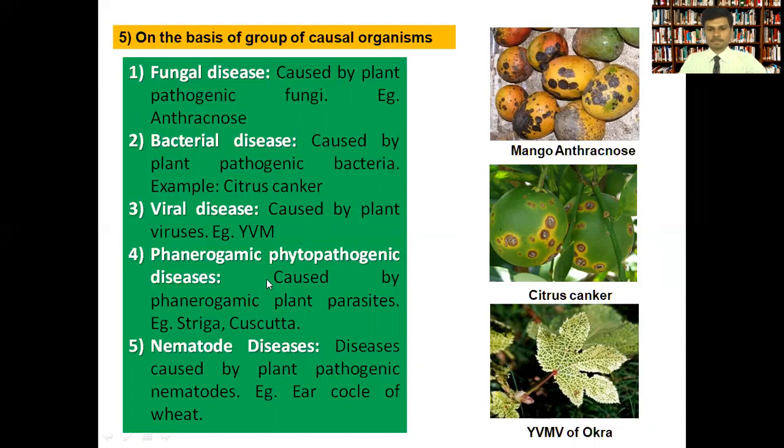Then there are some phanerogamic plants that cause disease to other phanerogamic plants, and these diseases are termed phanerogamic phytopathogenic diseases. For example, Striga and Cuscuta are phanerogamic plants that parasitize other phanerogamic plants. Then nematode disease. Diseases caused by nematodes are termed nematode diseases. Example, ear cockle of wheat.